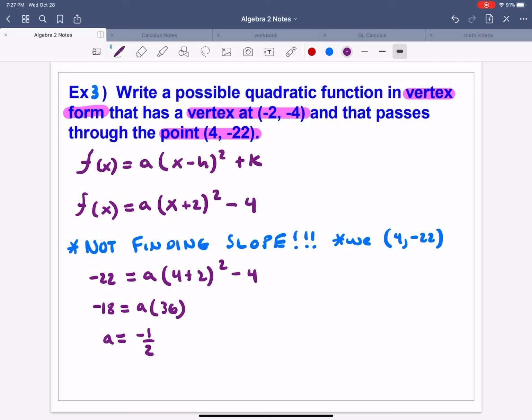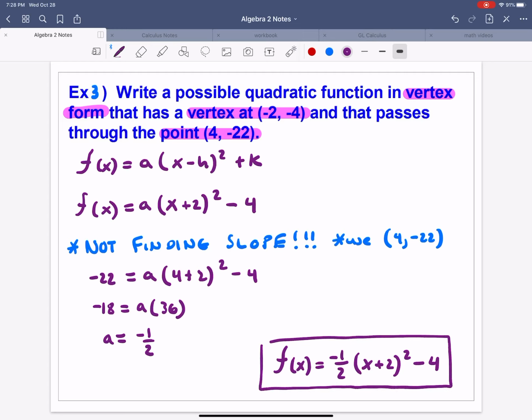So now the last thing that you have to do is put it all together in your equation. F of x equals negative 1/2 times x plus 2 squared minus 4. And that is your final answer.